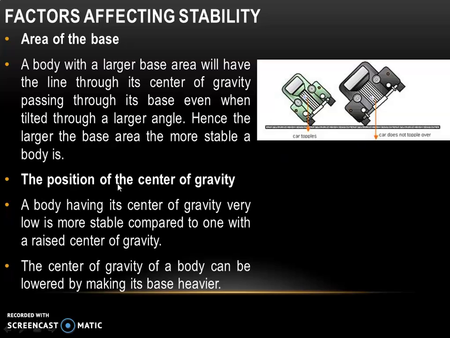Second factor is the position of the center of gravity. A body having its center of gravity very low is more stable compared to one with a raised center of gravity. We know that if the center of gravity is lower, it is said to be in stable equilibrium, and if the center of gravity is higher, then we say that the object is in unstable equilibrium. The center of gravity of a body can be lowered by making its base heavier in order to increase the stability of the body.